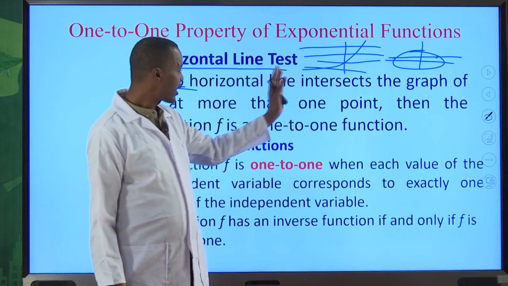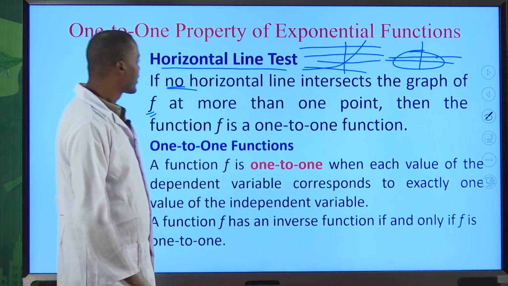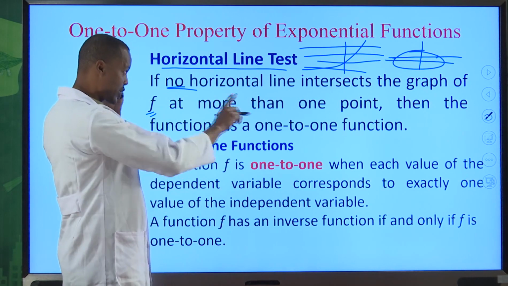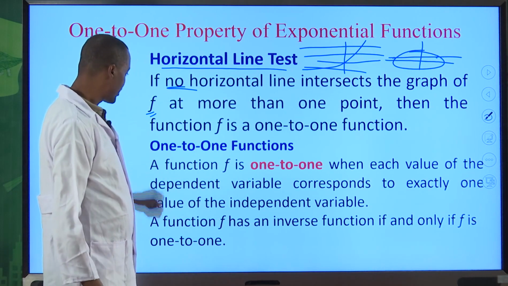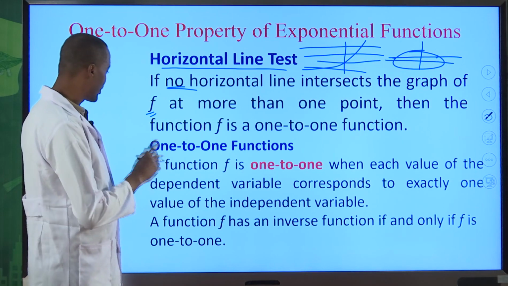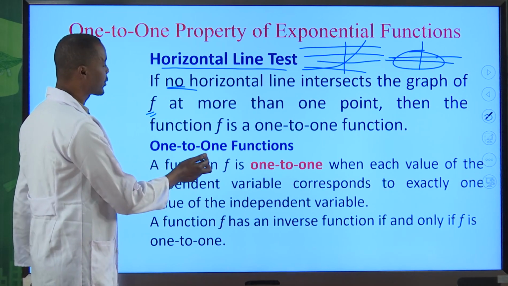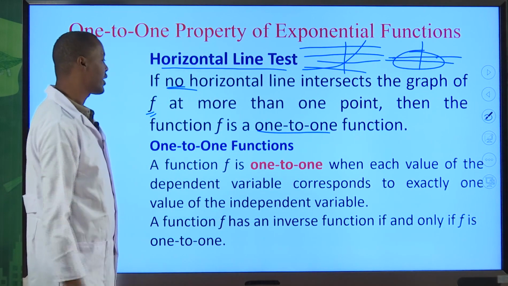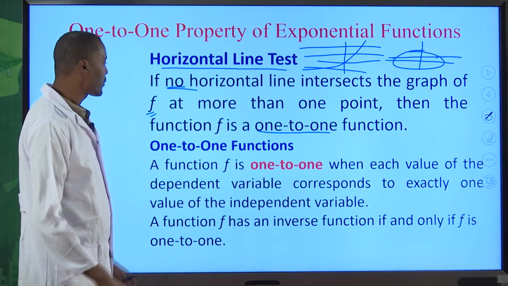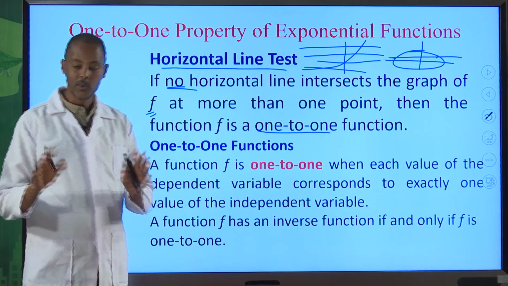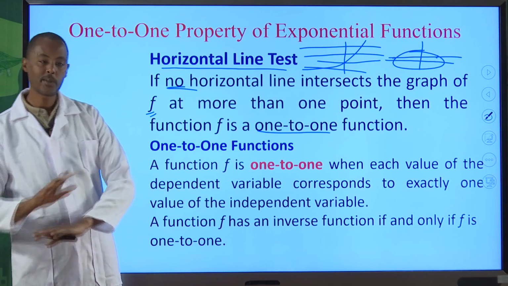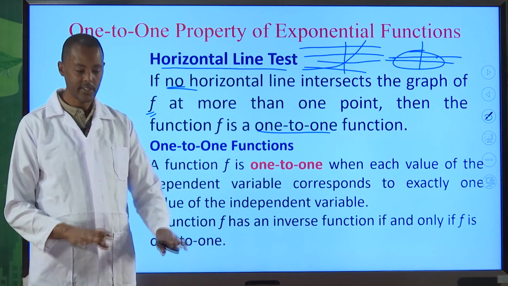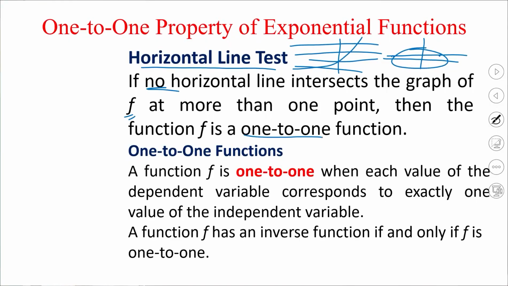That is, if a given function is not crossed by a horizontal line more than one time, then that function is called a one-to-one function. So an exponential function is an example of a one-to-one function, in the sense that no arbitrary horizontal line cuts the graph in more than one place.